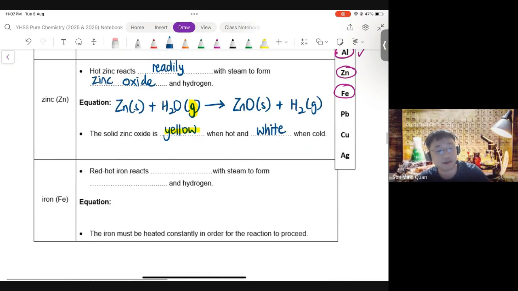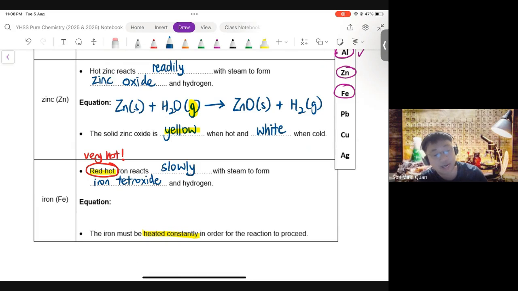And finally, iron. Iron is below zinc. So iron is even less reactive than zinc, and hence iron needs to be heated to a red hot temperature. Red hot means very hot. The iron must be heated constantly, very hot, until it can react. Without heating, the iron just will not react. So this tells you that this reaction is very slow with steam, and it forms iron tetroxide.